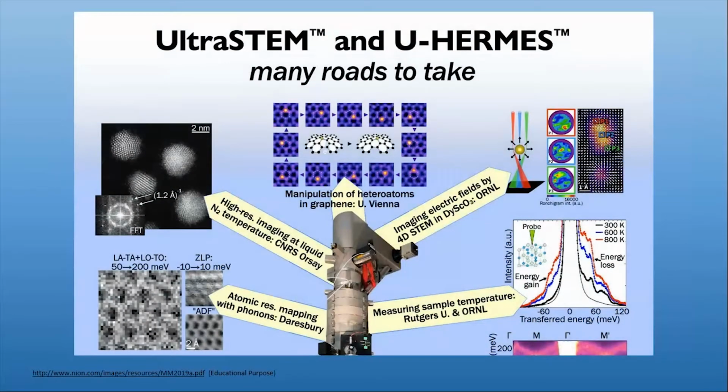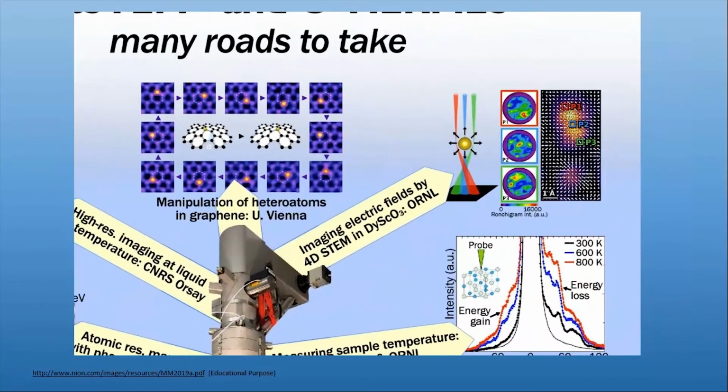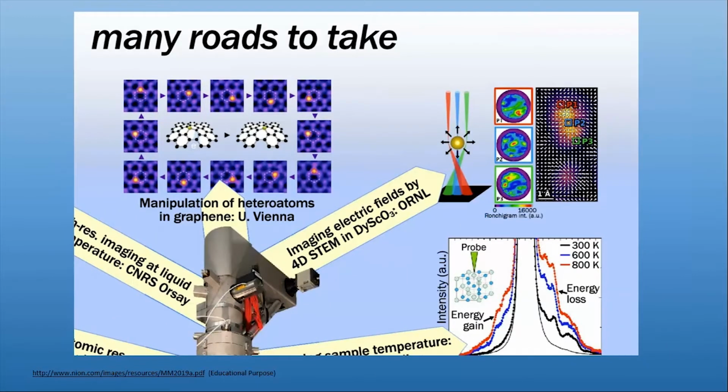Here is a brochure showcasing Nion's many accessories for an advanced TEM. Here we see an accessory that can image electric fields, creating a 4D system on top of already the image of TEM.